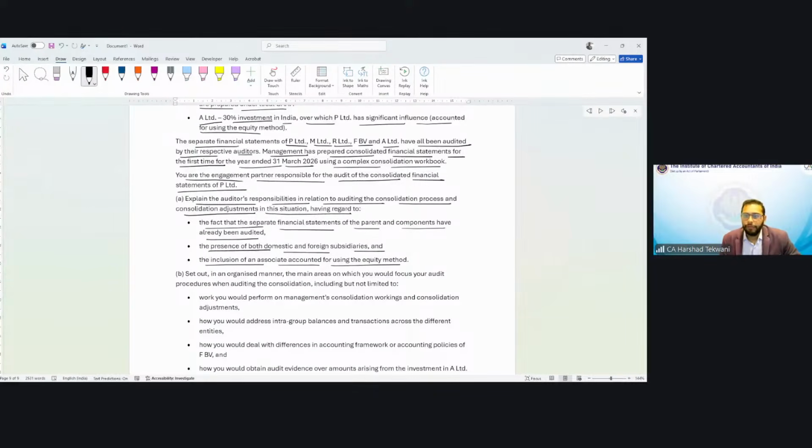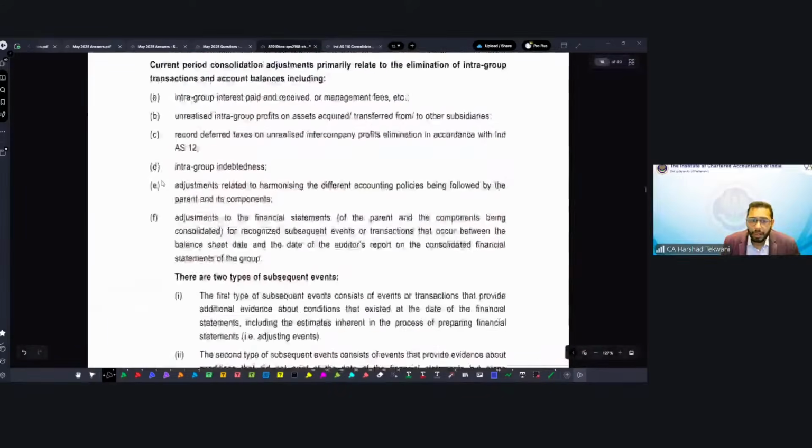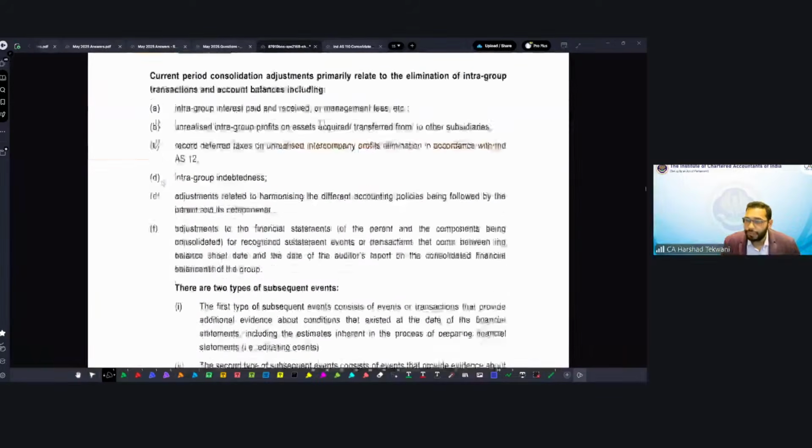See, if there is a foreign subsidiary, as an auditor, in case of a foreign component, you need to verify the adjustment to convert a component's audited financial statement prepared in the local GAAP to the GAAP under which the consolidated statements are prepared. Now, these adjustments are not made by the auditor. Understand one thing. These adjustments are already performed by the management. You need to audit these adjustments.